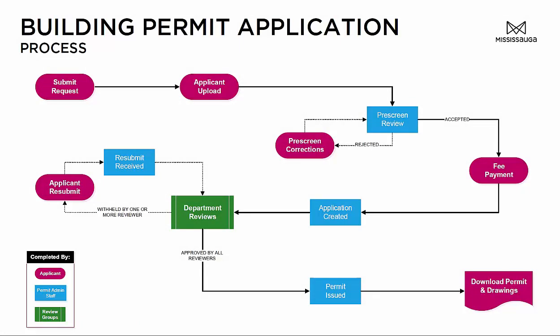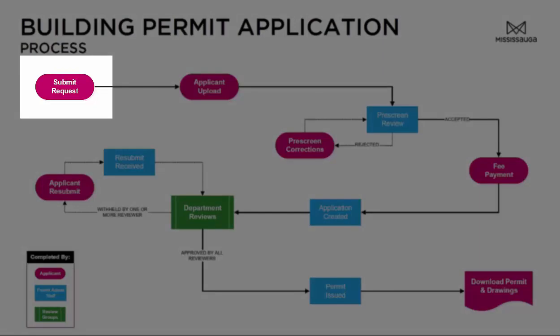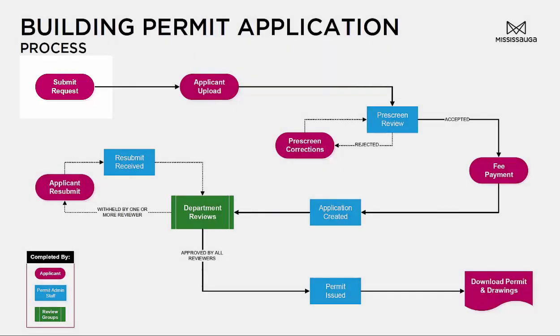The first step in the process is to submit the request in ePlans. This step consists of completing the online application form and paying the administrative fee. Upon successful completion of their admin payment, the applicant will be provided with an application request confirmation that includes a temporary project number known as the request number.